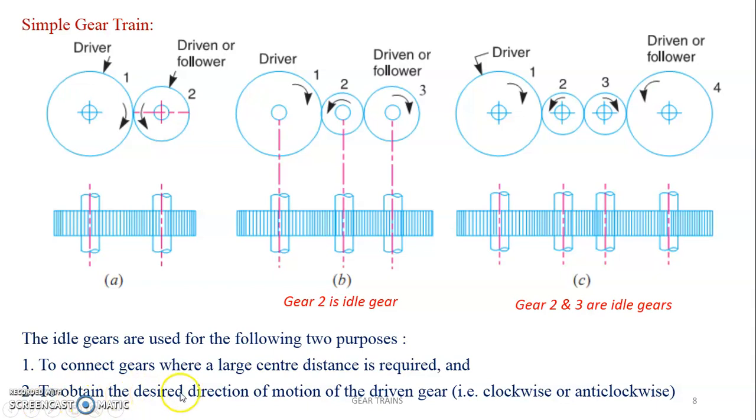Second, to obtain the desired direction of motion in the driven gear. If I want the follower gear to have the same direction as the driver gear, then I have to have an odd number of idle gears. If I want the opposite direction, I need an even number of idle gears.